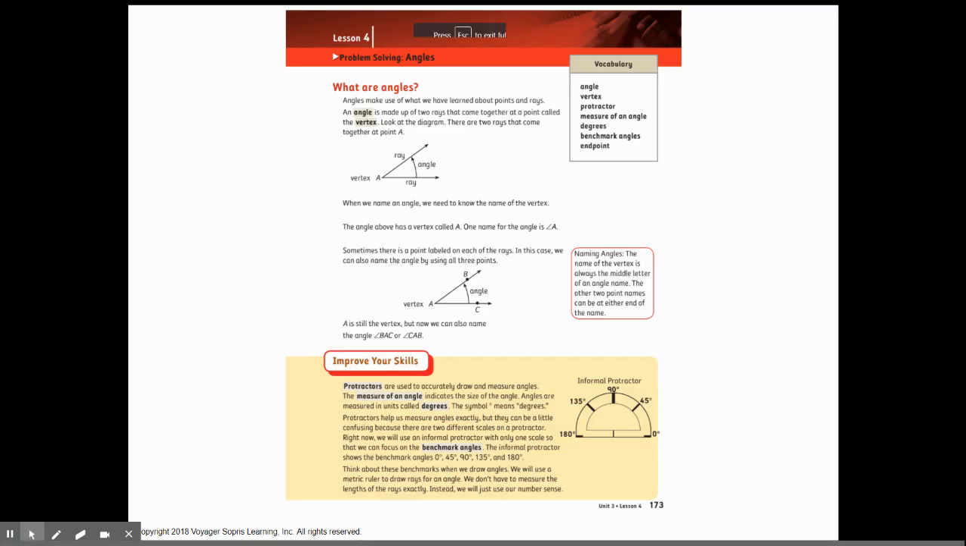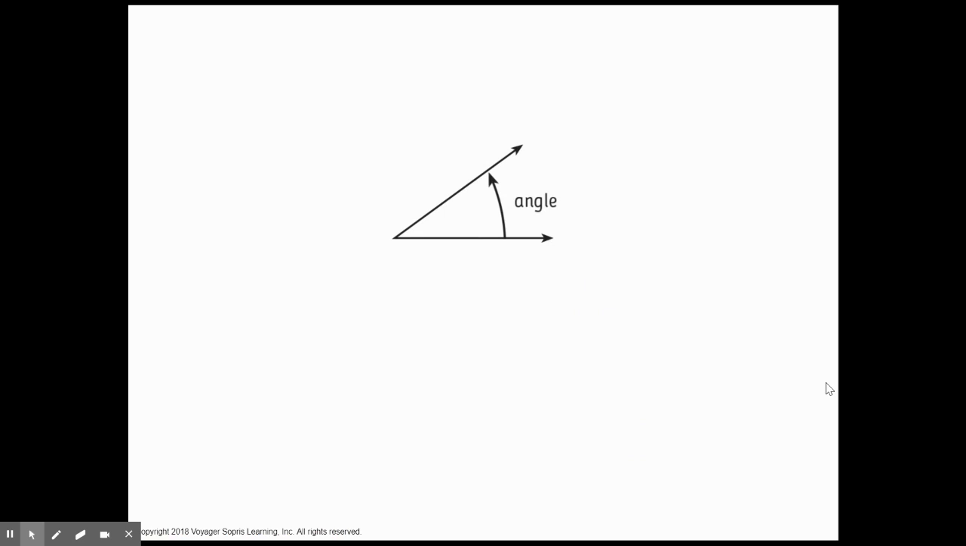Alrighty, so the second part of our lesson, the problem-solving portion, is we're going to talk about angles and what angles are and different parts in angles. This is an angle. Angles make use of what we have learned about points and rays. An angle is made of 2 rays that come together at a single point.